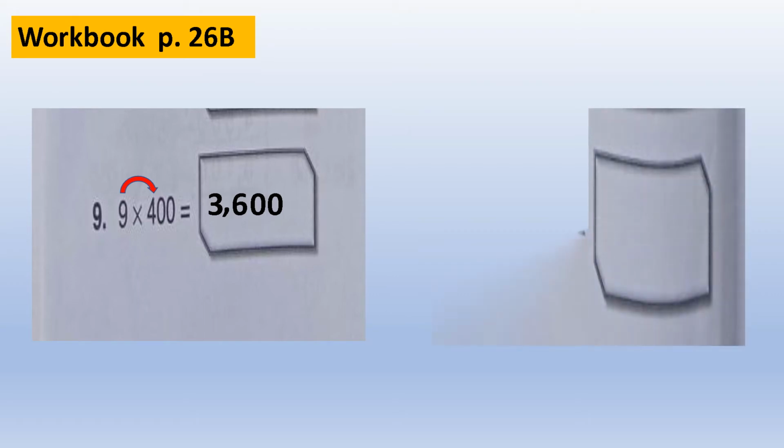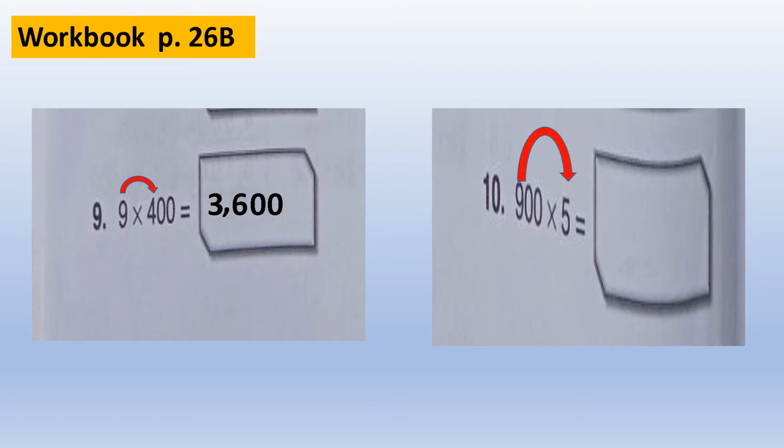3,600. Number 10. It's the same, so just multiply 9 and 5. That will give you 45. Add two zeros. Put a comma after the third digit from the ones place. The product is 4,500. The sentence is 900 times 5 is equal to 4,500.